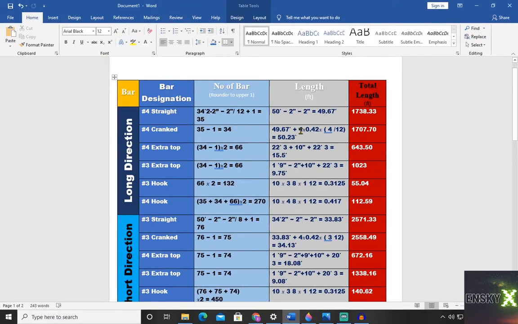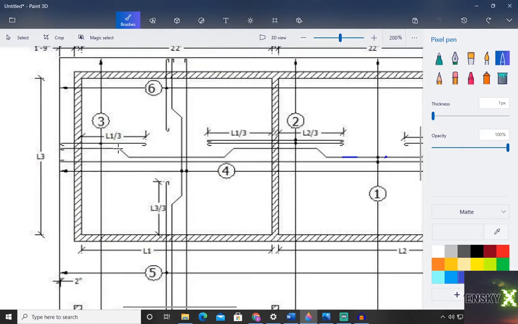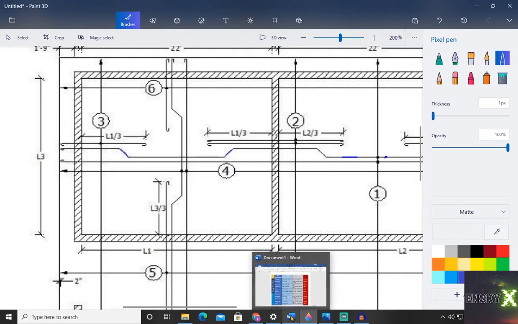There is some little confusion about this formula. I will explain it very easily. We have found that 49.67 feet length. So the length will be, we have to add the length from the straight bar we get here. Now the problem is that we have this bend here. That's why it's called crank bar. This bend, we have to measure the length of this bend, because this length is actually getting some extra length. So how can we manage this?